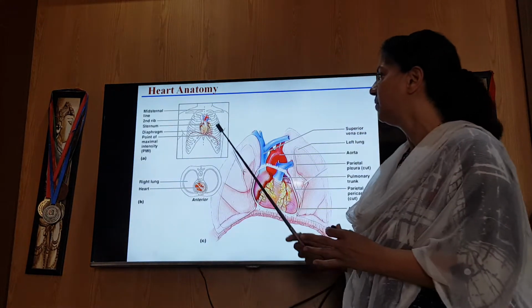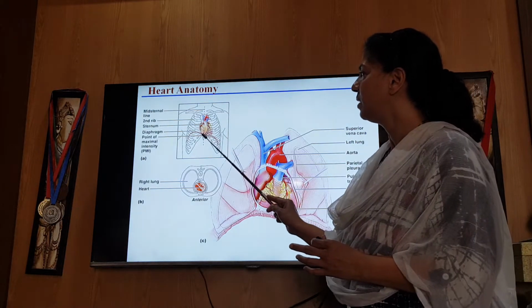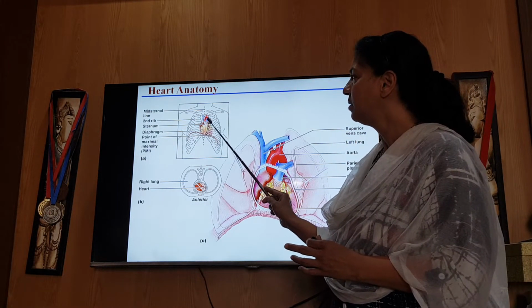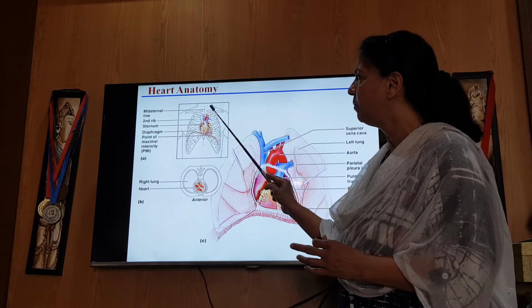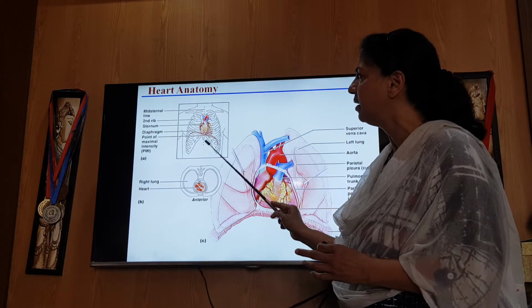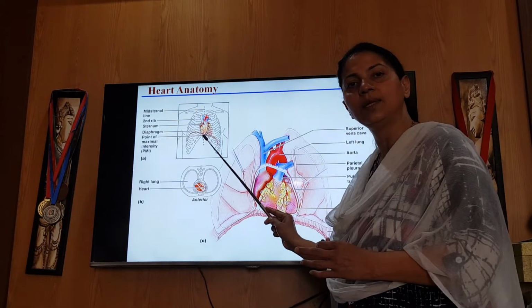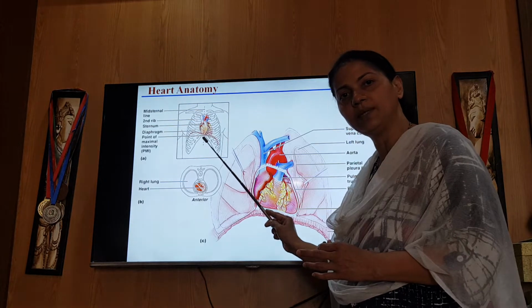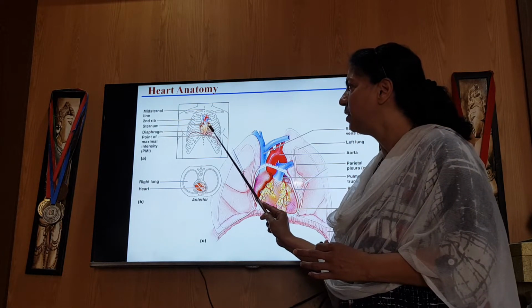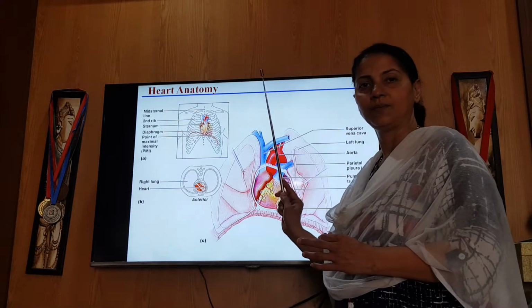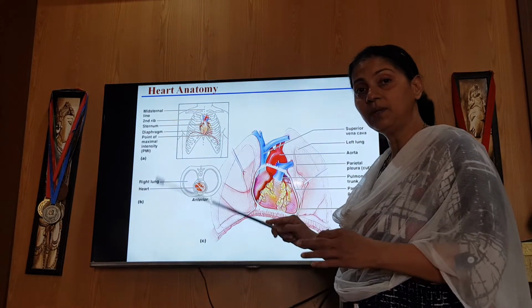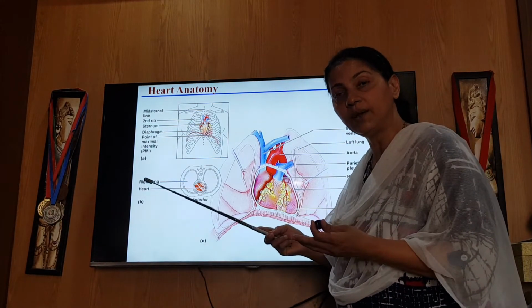You can see this is the heart. This is slightly to the left side of the midline. This is the midline. Clear? Mid-sternal line is the midline of the body anteriorly. So the heart is present a little on the left side. Okay? And it is present superior to the diaphragm.